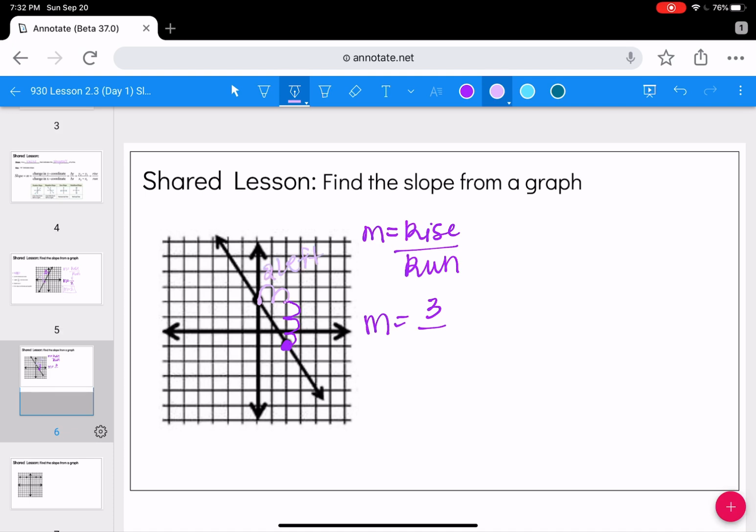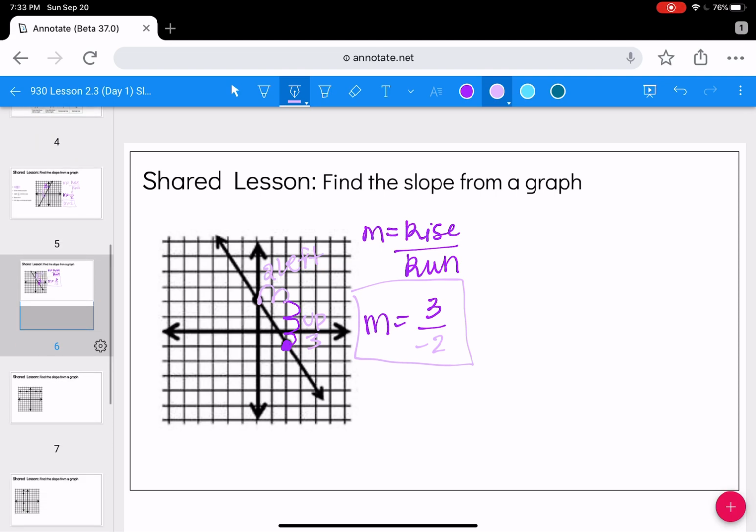Because it's 2 to the left, that represents a -2 value. So if I'm going up, that's a +3. If I'm going left 2, again, that's going to represent a -2. So my slope here is -3/2. I cannot simplify this any further. So m is equal to -3/2.